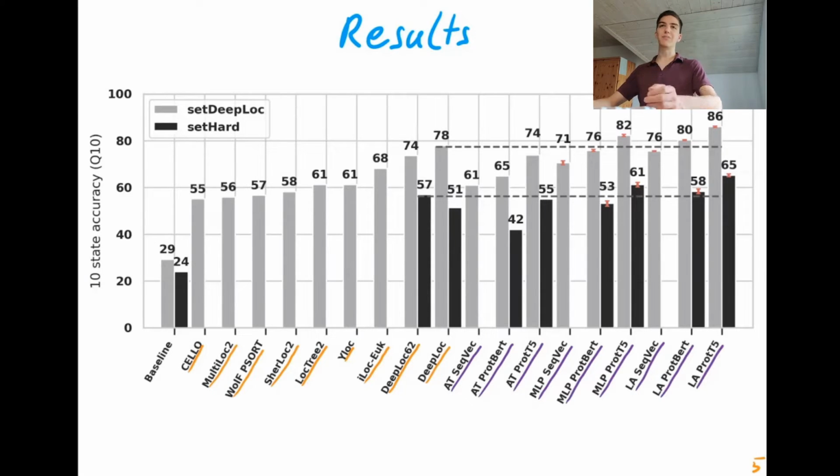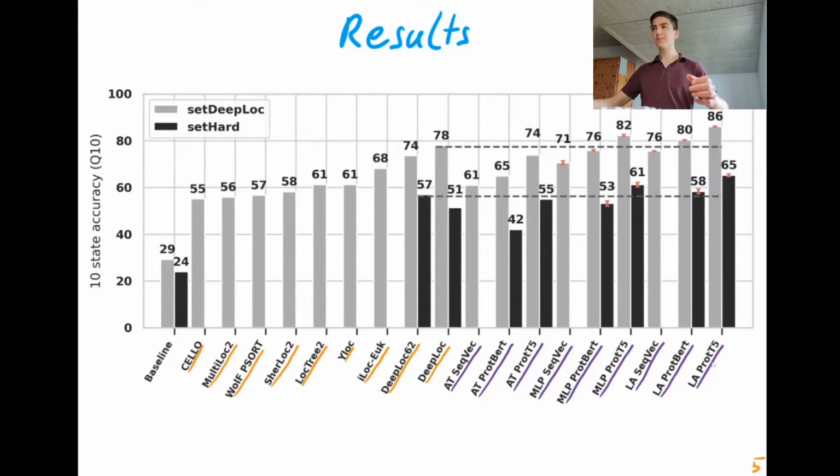Now let us look at some results. What we can see here is just the accuracy of different methods evaluated on the deep log test set in light gray and on our newly created hard test set in dark gray. And in orange, we just have the accuracies of previous methods, and the purple methods, those are the ones operating on our language model embeddings. Also, that dashed gray line over here, the horizontal gray line, shows us the accuracy of the previous state of the art on either test set.